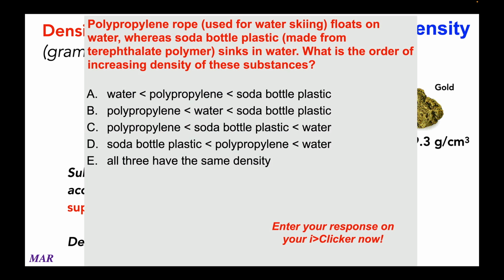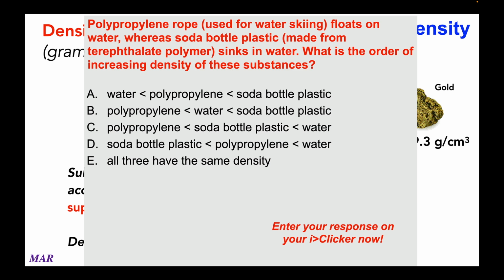So here's an example of a problem you might see. Let's say that you had polypropylene rope, which is used when you're water skiing. You hold on to that rope as the boat pulls you around. Polypropylene floats on water, and soda bottle plastic, which is made from a compound called polyethylene terephthalate, you don't need to worry about that, sinks in water. So the question is, what's the order of increasing density, i.e. which one is the most dense, which one is the less dense?